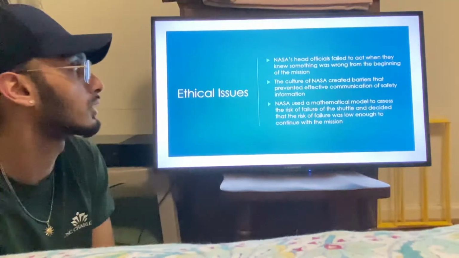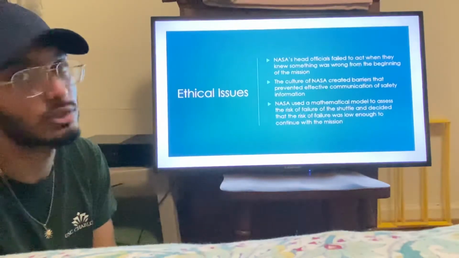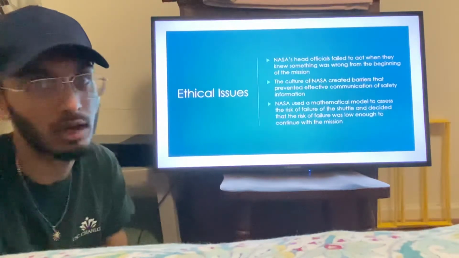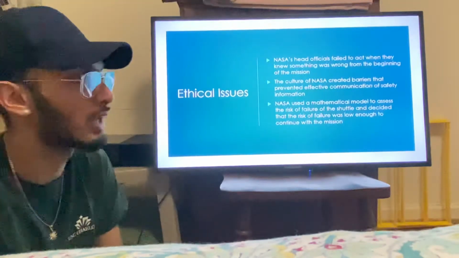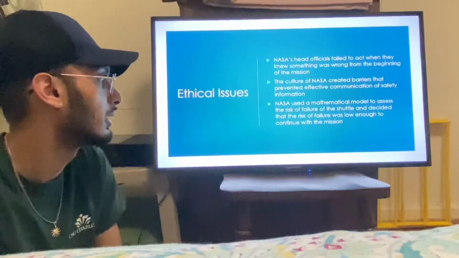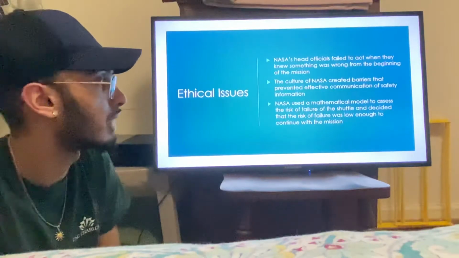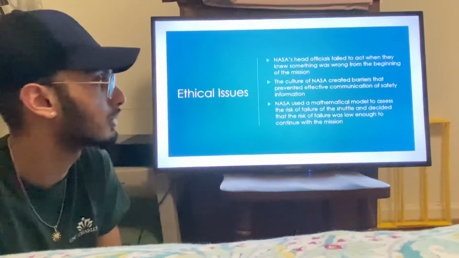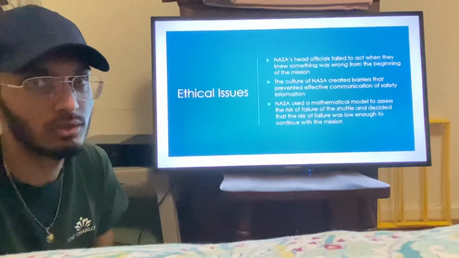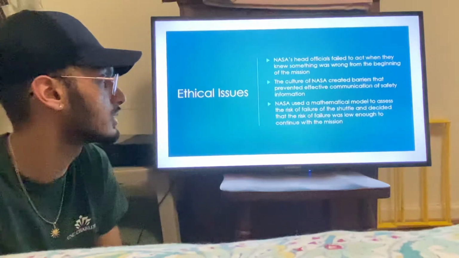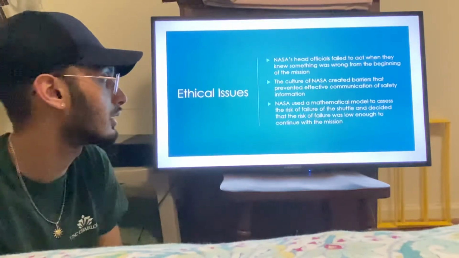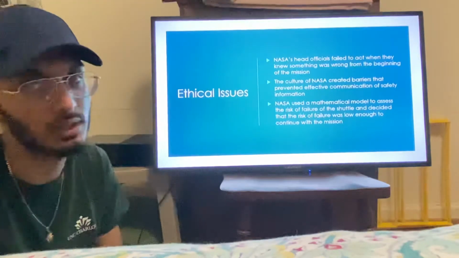The culture of NASA created barriers to where it was hard to get information across to higher-ups, or even voice other safety concerns people just might have had. NASA also used a mathematical model to assess the risk of failure of the shuttle based on previous launches, and they decided that the risk was low enough to continue with the mission.